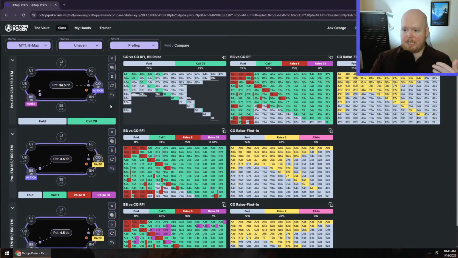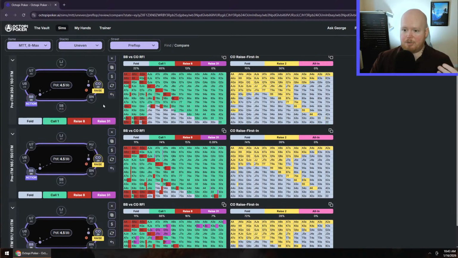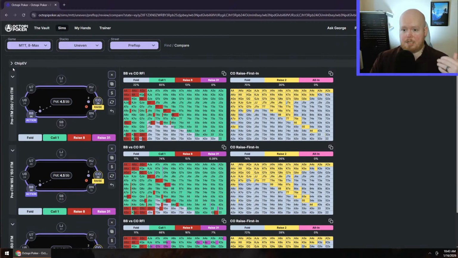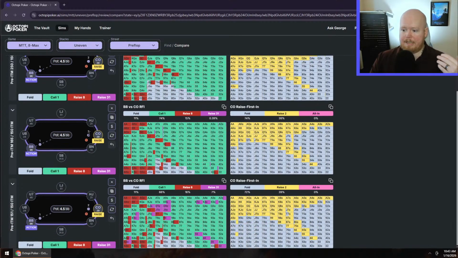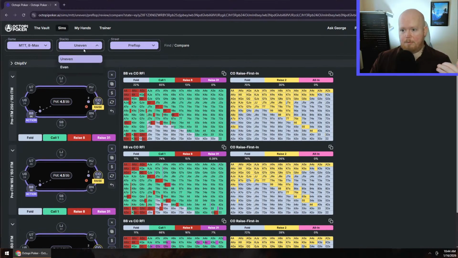You do occasionally get situations where the change in the raise range, or the transformation of the raising strategy that's happening, is significant enough that it does allow a player to defend wider or continue with more hands simply because they are up against such a wide range. And that is a really important factor here.